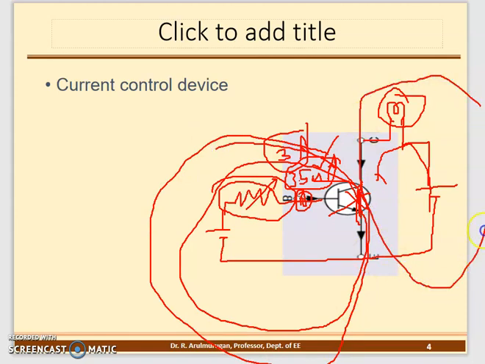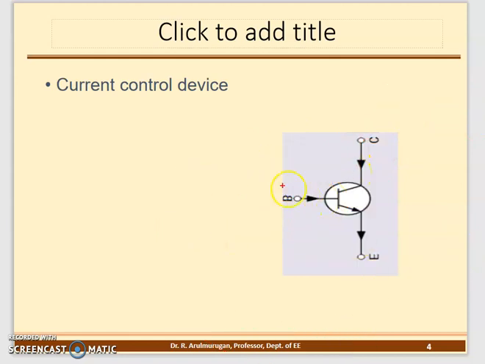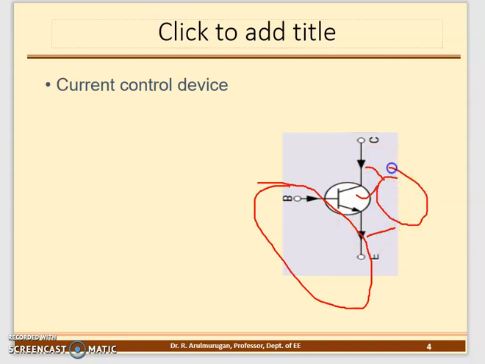The right side is the power circuit. The left side is the triggering circuit, and it needs very few amps to apply. The power circuit you use for the load. There you see the VCE voltage, you can check it, and you draw that.